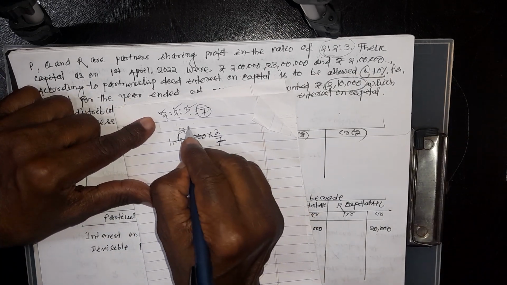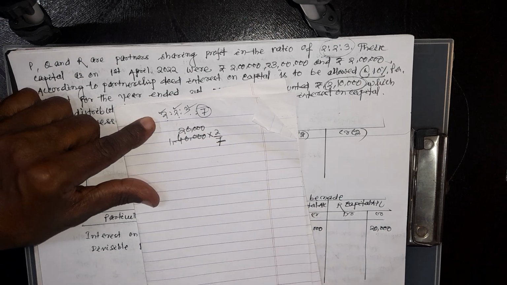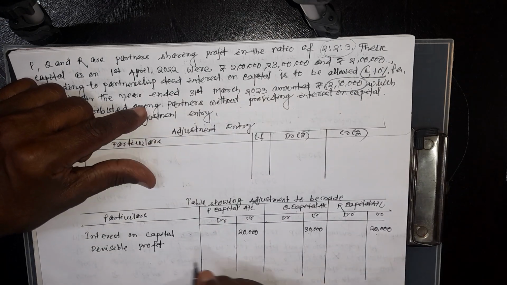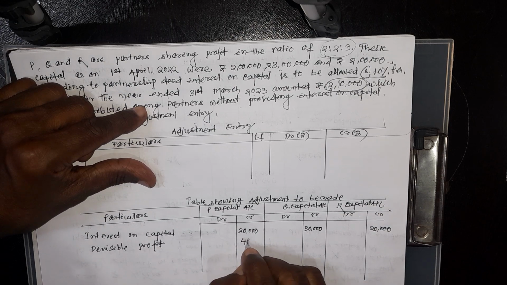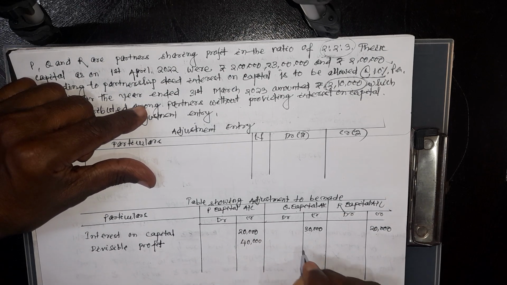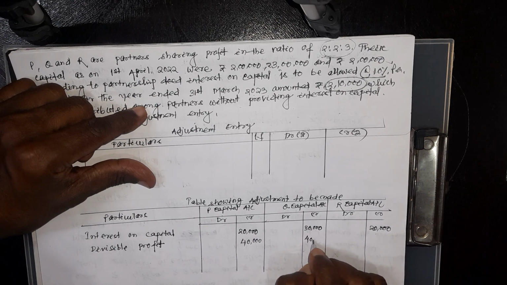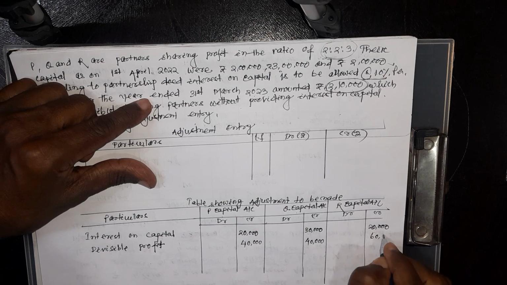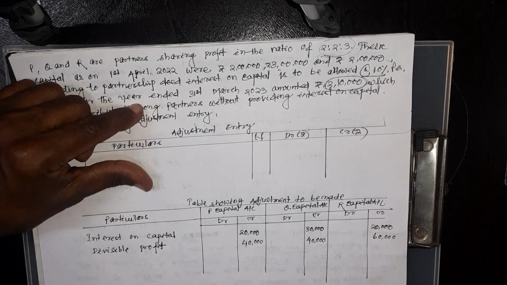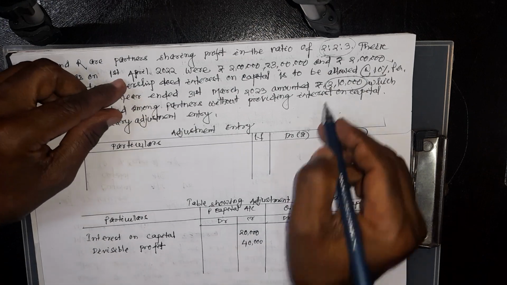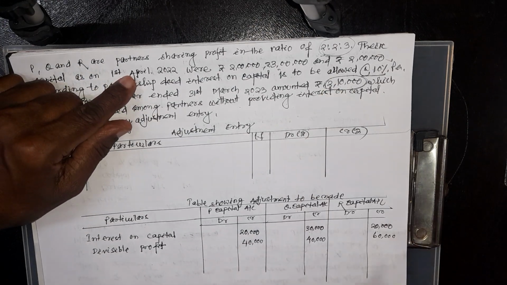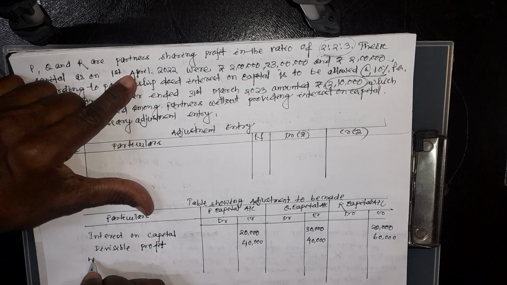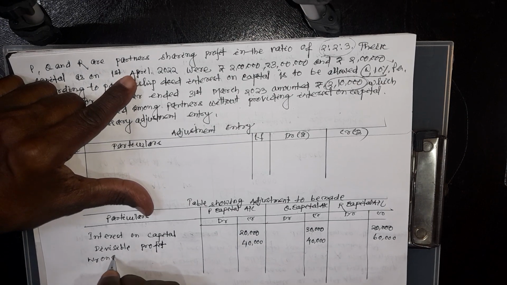So if I divide it, it will be 20,000 into 2, 40,000. So divisible profit: P will get 40,000, Q will also get 40,000 and R will get 60,000. Clear? But they distributed 2,10,000 in the ratio. So that is a wrong division of profit.